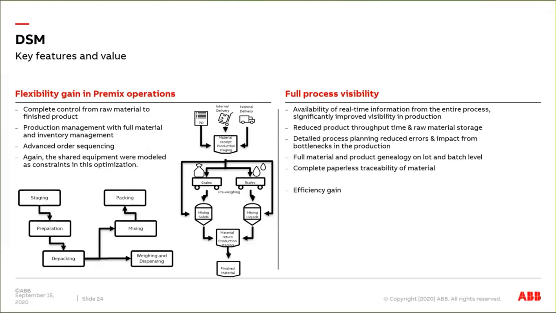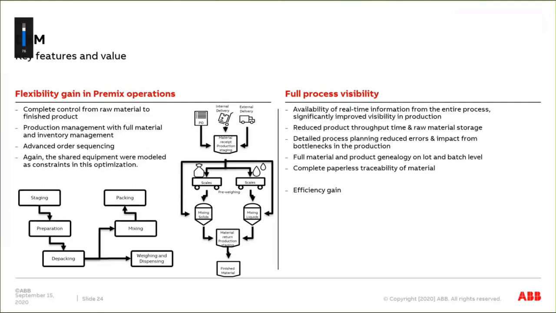With the new solution, DSM now has real-time information about the entire process, and so it can also be more reliable and transparent. They know at any time how much of what material is at which specific step. This, of course, unlocks a detailed planning process with a much reduced demand for storage of raw materials, which is also a reduction of cost and a better throughput time.